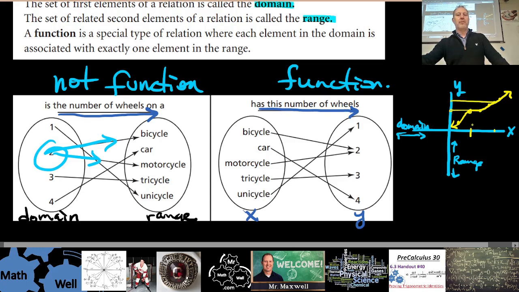An example of what wouldn't be a function is if this x value had more than one y. If you had several points associated with this x, now that's not a function. Okay? And so if it went like this, or it curled around, or it went up like that and bended around, that's not a function. Any graph that doubles back on itself, or anything where you have more than one point on a vertical line, is not a function.